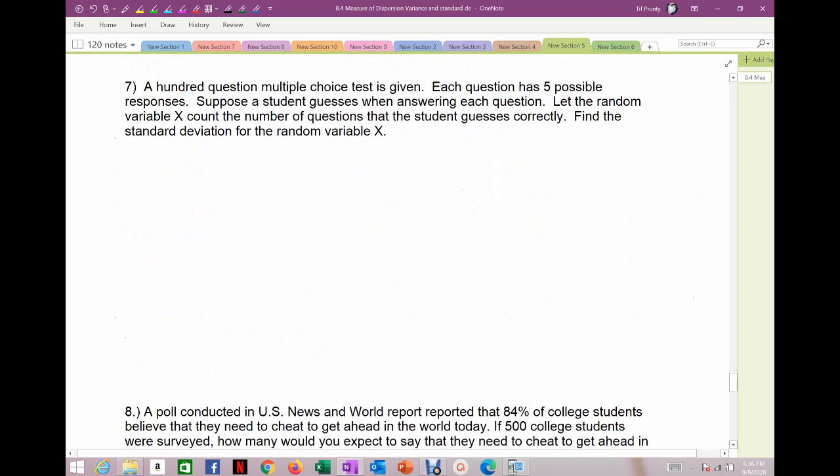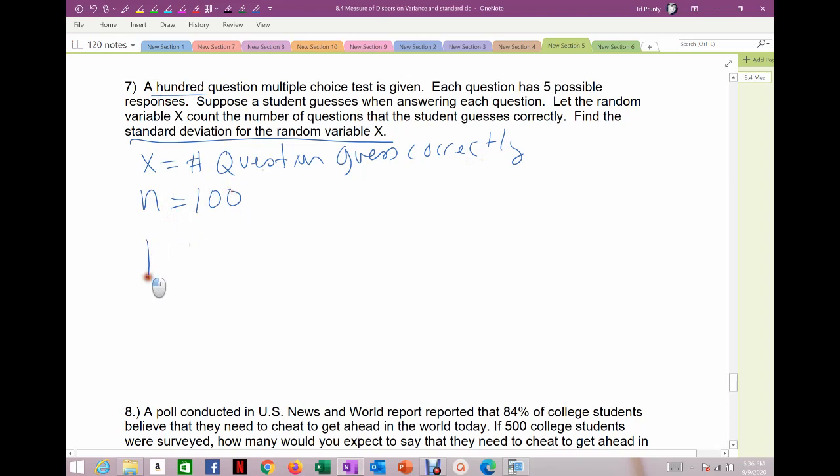So looking at these examples, alright, suppose that we have a 100-question multiple choice test. Each question has 5 possible responses. Suppose the student guesses, find the random variable x. Okay, we found the expected value of this. We want to find the standard deviation. It is a binomial. X counts the number of questions guessed correctly. Right? There's only one thing you can do when you're guessing on questions. You're either going to get it right or you're going to get it wrong. That's the two possibilities. And so it is a binomial case. They're guessing on 100 questions. So they're trying 100 times.